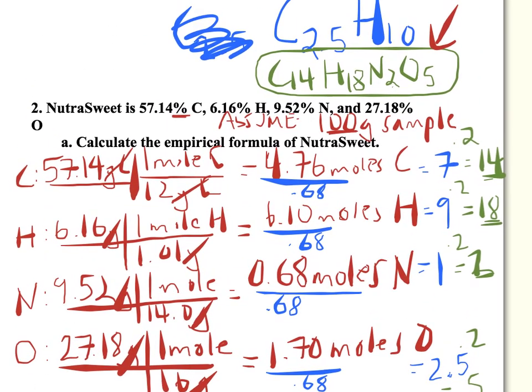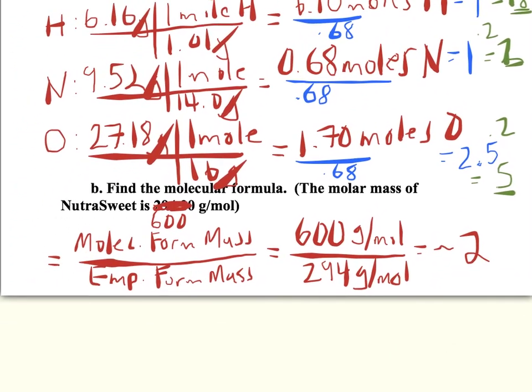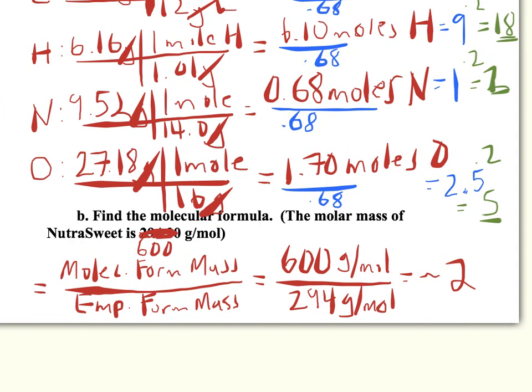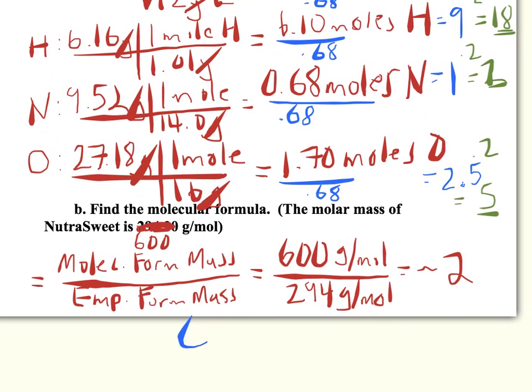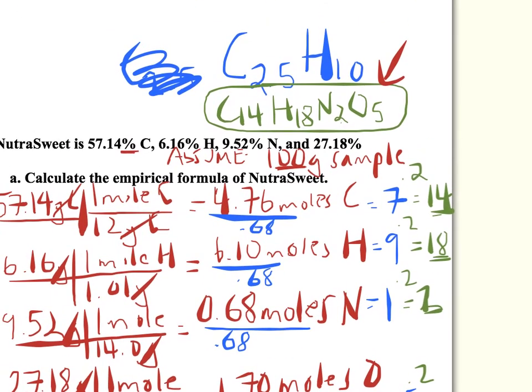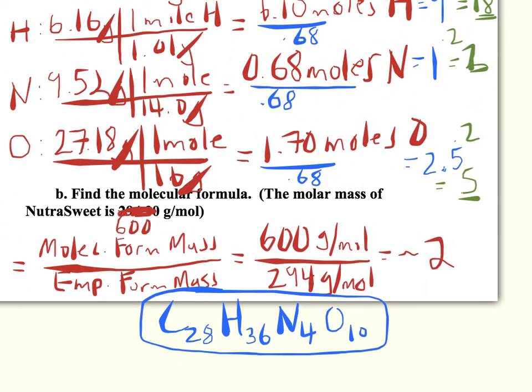So we'll take our values up here, C14, H18, N2, O5. We'll multiply all of those by 2, and we'll get our final molecular formula of C, gotta remember, multiplied by 2, C28, H36, 18 times 2, N4, and O10. So notice the ratio between the numbers of each of these elements is the same as up here, but in NutraSweet, based on the molar mass given to us, boom, that's the formula.